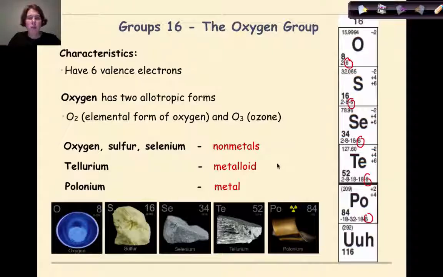Also of note with group 16 is that they are going to commonly gain 2 electrons to get a full outer shell of 8 electrons. As we go down the group, oxygen, sulfur, and selenium are nonmetals, tellurium is a metalloid, and polonium is a metal.